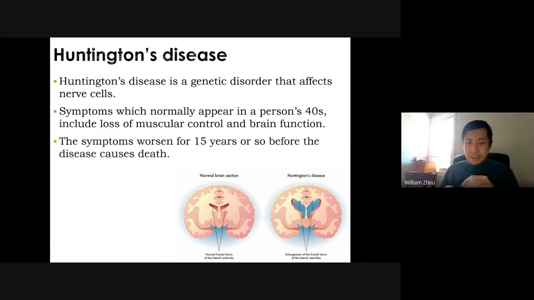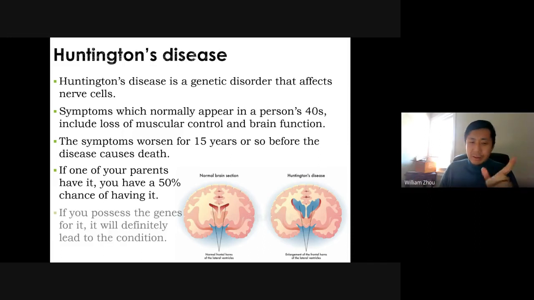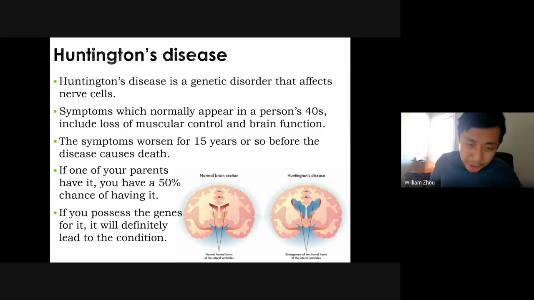The symptoms will worsen, so it's really tragic. You watch a person, an otherwise healthy person, slowly deteriorate both physically and mentally until their death. And there's nothing we can do about it. And this is genetic. If one of your parents has it, you have a perfect 50% chance of having it. If none of your parents have it, then you don't have it.